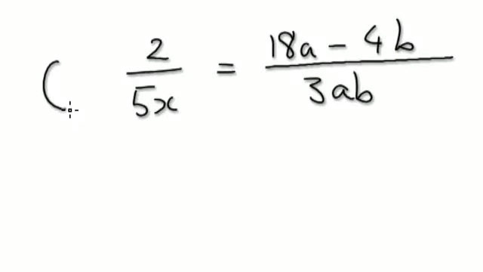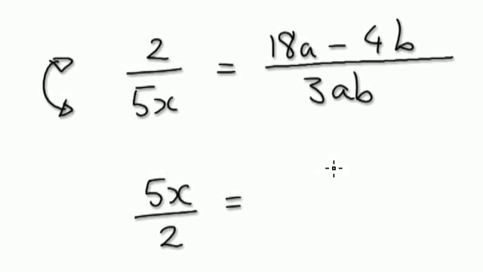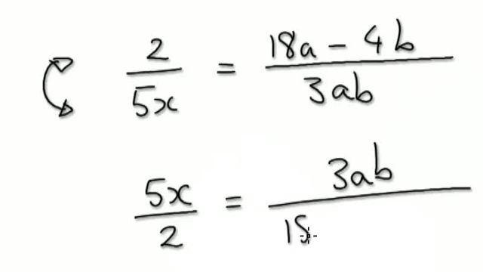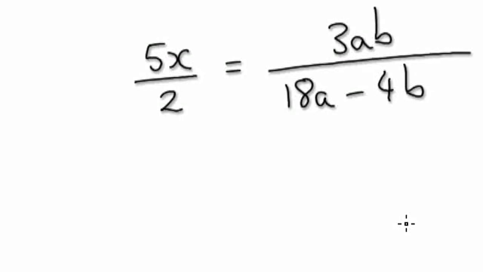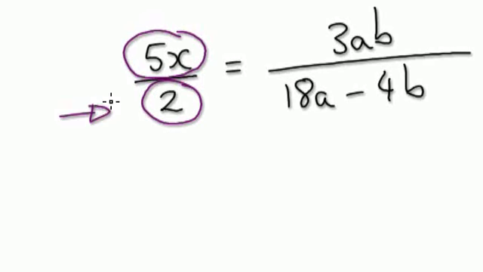And now let's take the reciprocal of both sides now. Okay, turn both fractions upside down. So it will be 5x over 2. This one will be 3ab over 18a minus 4b. Okay. Now we need to kill off. So here you can visualize it as this: one bubble dividing by another bubble. So let's times both sides by 2 just to kill off this 2 here. So times both sides by 2.